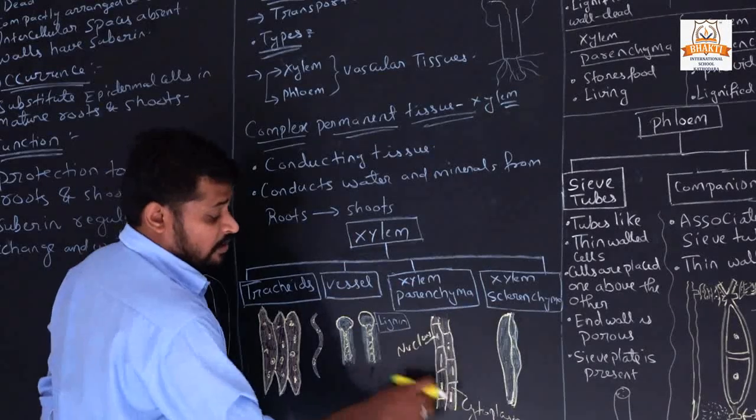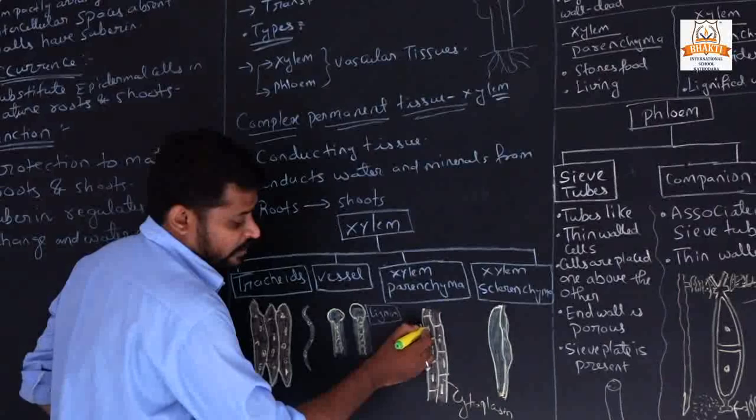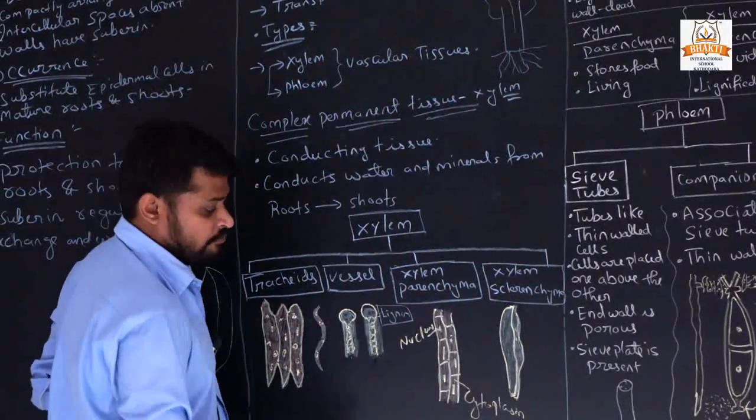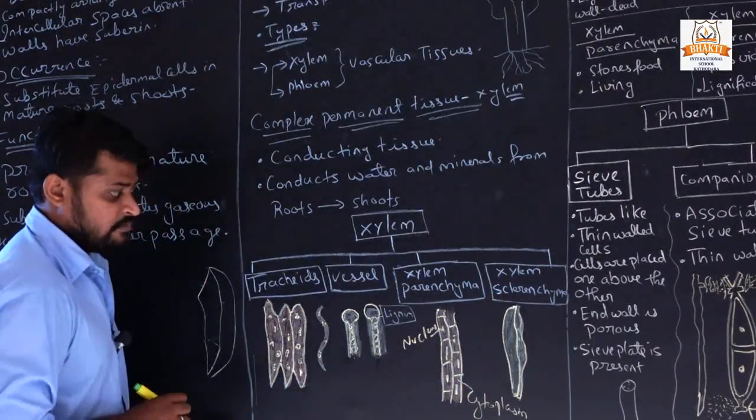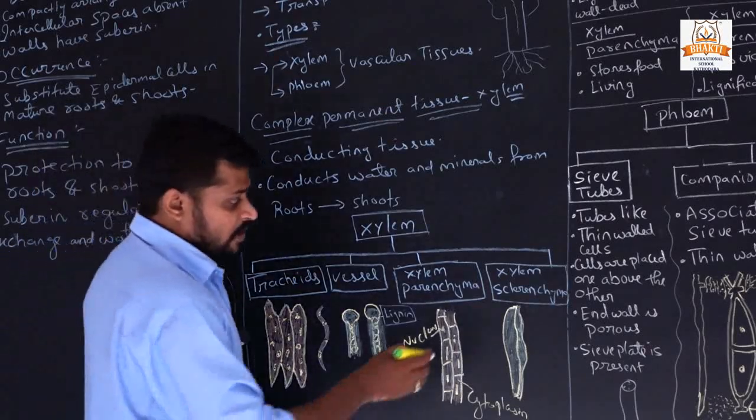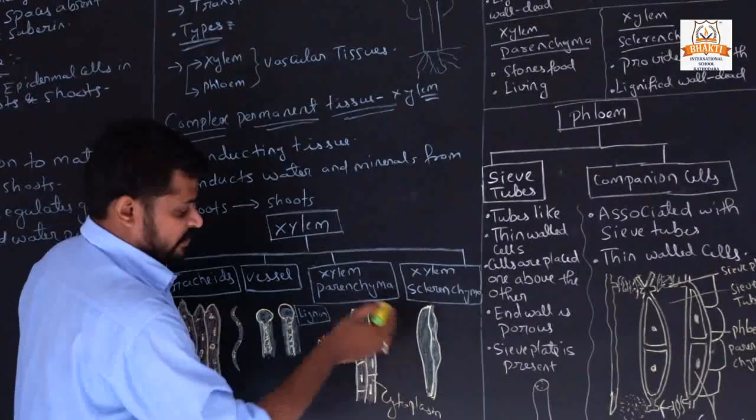It is a living cell, and you will clearly see the nucleus present in xylem parenchyma, and the cytoplasm is also present in them. So this is the structure of xylem parenchyma. This is xylem sclerenchyma. This is the structure of it.